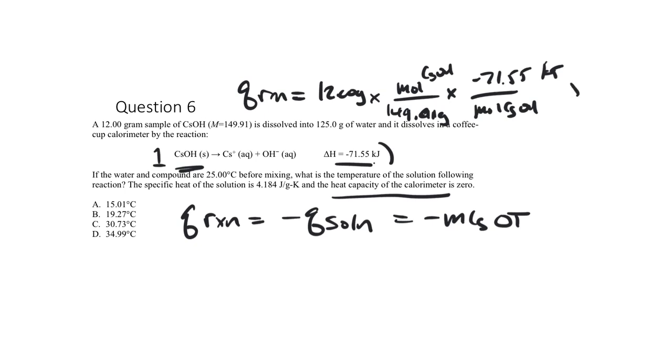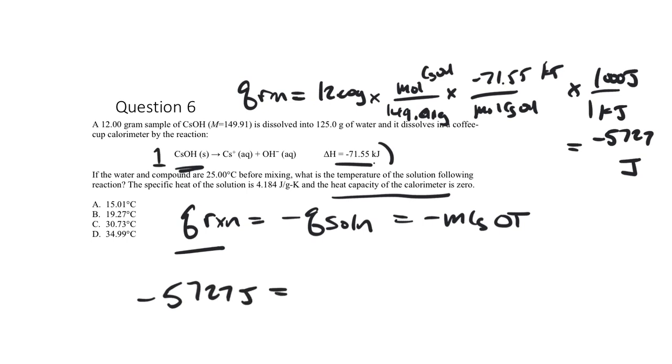And then my c_s is in joules per gram Kelvin, so I'm going to go 1 kJ, 1,000 joules. So this is my Q reaction in joules. So this is going to be 12 divided by 149.91 times negative 71.55 times 1,000. So this is negative 5727. Not kJs, just Js. We converted to joules. And so this is the Q reaction here.